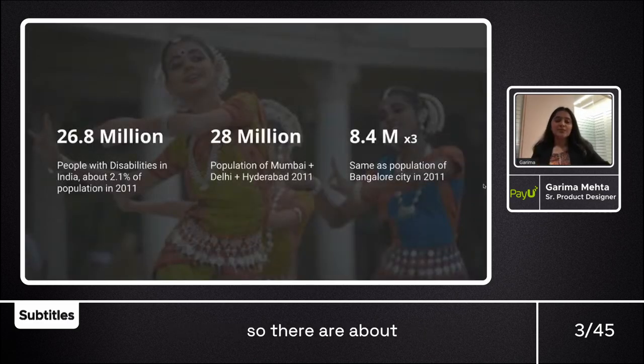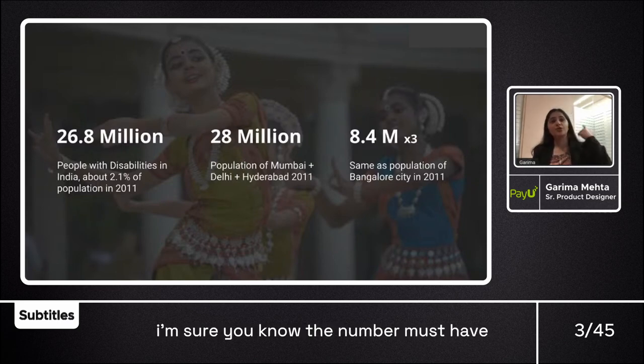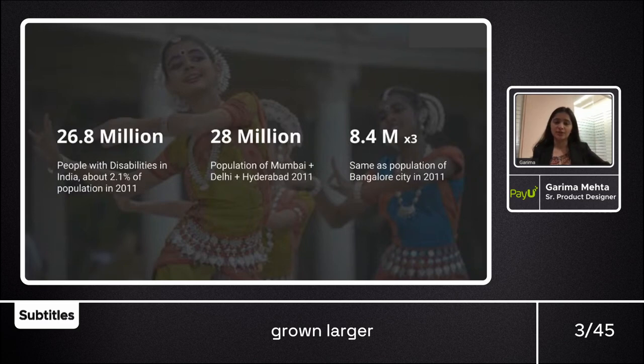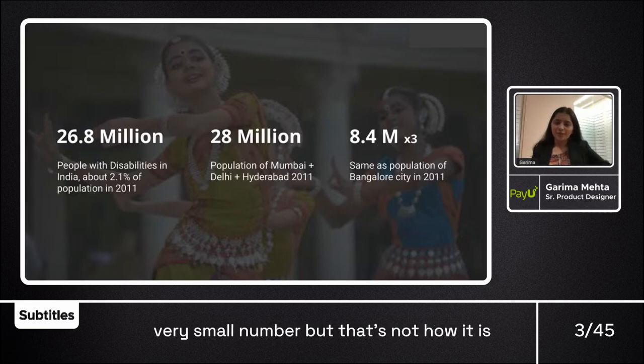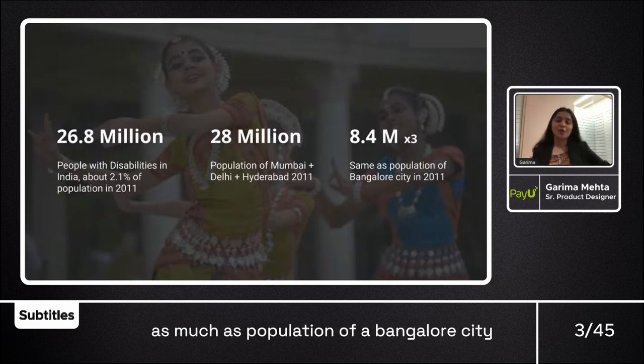Definitely not. There are about 26 million people in India who are disabled, and these are statistics from 2011, 10 years back, and I'm sure the number must have grown larger. Now, if I just put forward a comparison in general, you might think that this is a very small number, but that's not how it is. It's almost 3 times as much as the population of Bangalore city in 2011.